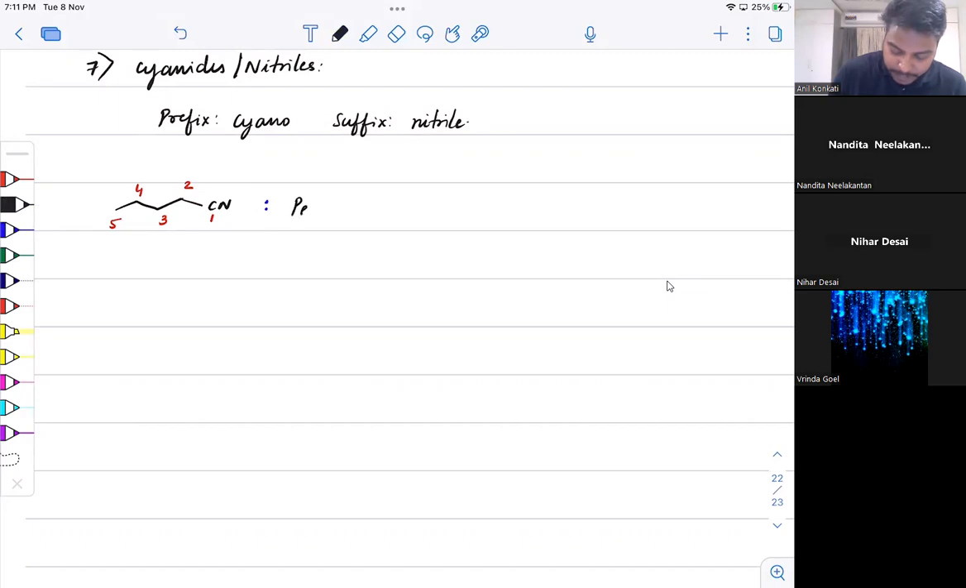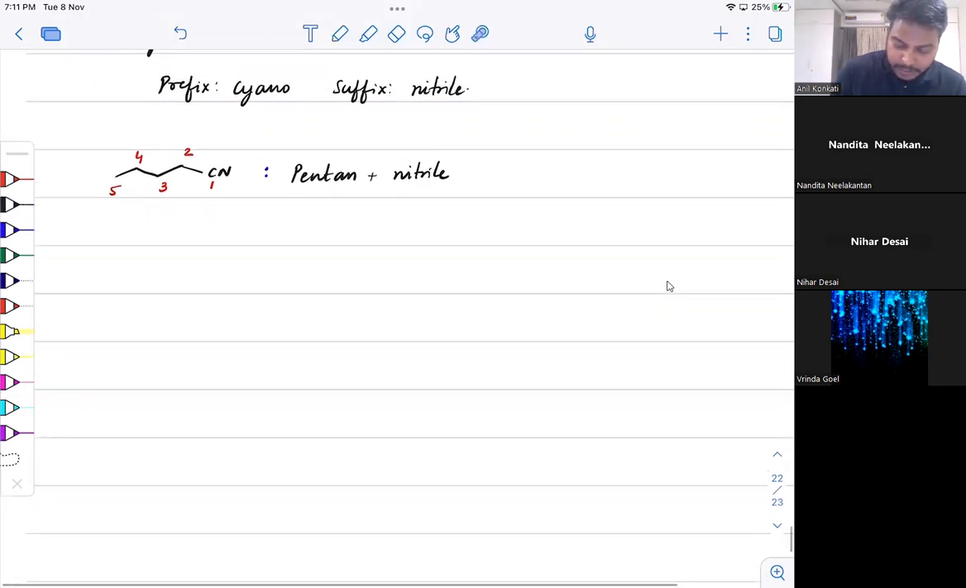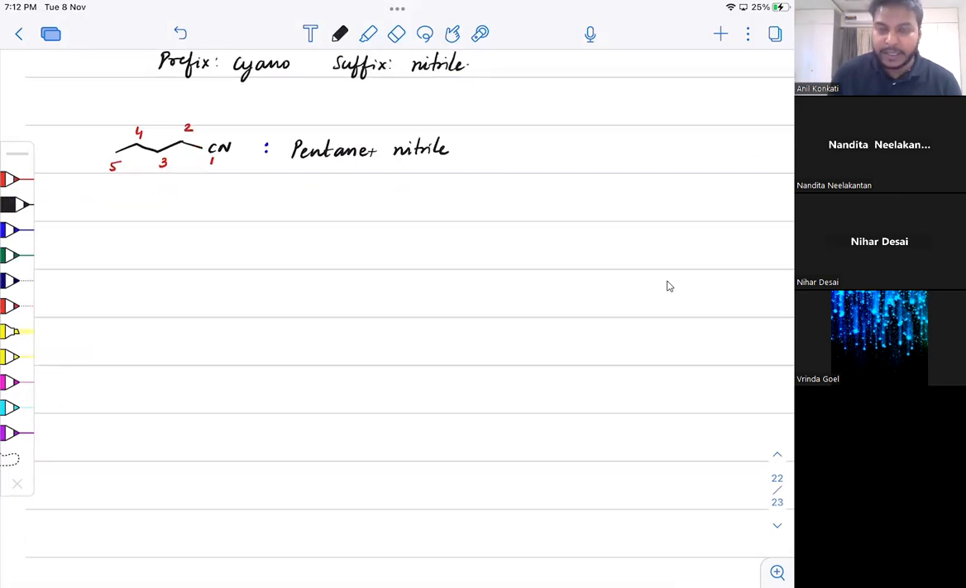So this will become pentan plus nitrile. Now here it is starting with N, so I can't delete this E also. So you have to write it as pentane nitrile. Okay. Complete name will be pentane nitrile. Got it?